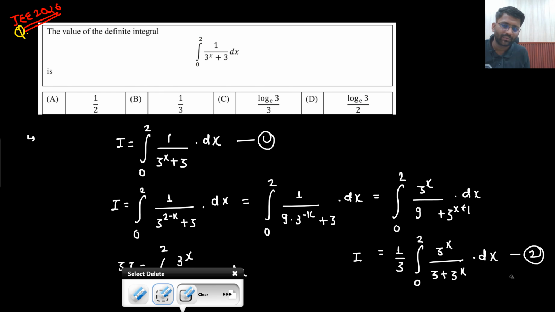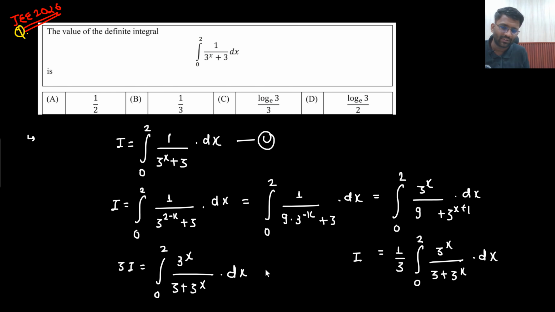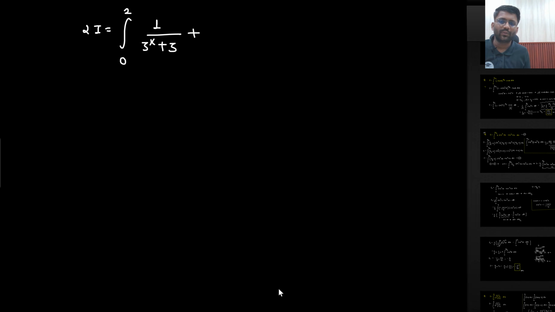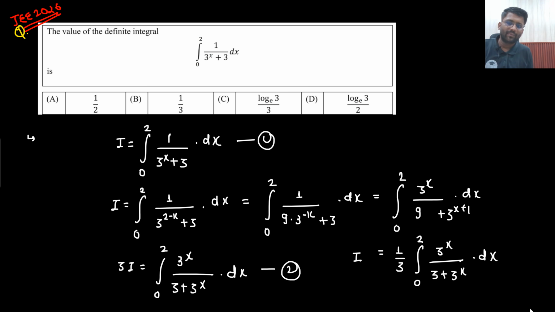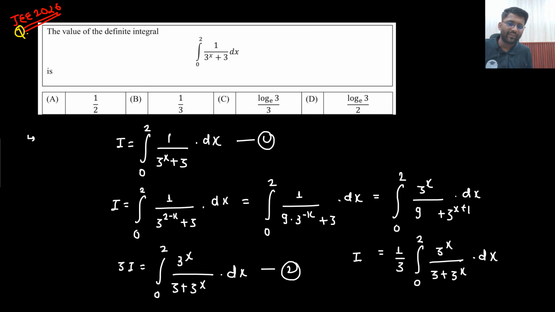Now this is your equation 2. Make this as equation 2. Now 3I plus I will be 4I. So when you add both of them, 3I plus I will be 4I, equals what? If you add both of them, the addition would become very easy now: integral from 0 to 2 of 1 by 3 to the power x plus 3, plus 3 to the power x divided by 3 to the power x plus 3, dx.